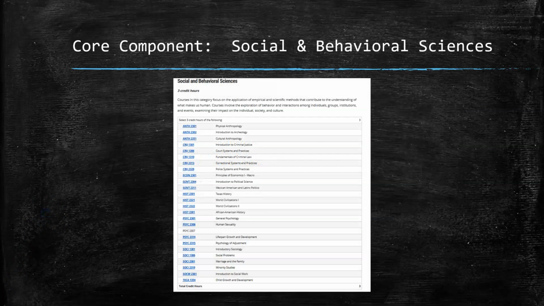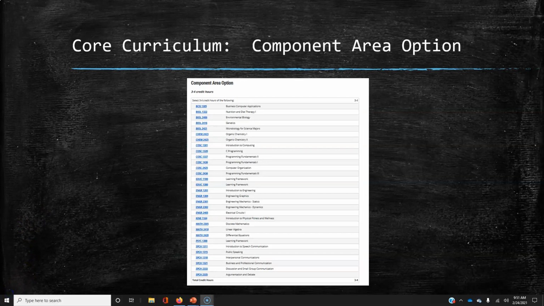In the social and behavioral sciences area, you need 3 credit hours. Again, the choices are listed, but look at your major and at your transfer institution to see if any are recommended or required there. And lastly, we get to choose 3 to 4 credits from the component area option. As always, check if your major or your transfer plan recommends any specific one of these classes.